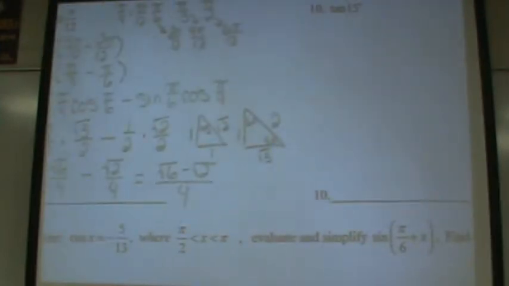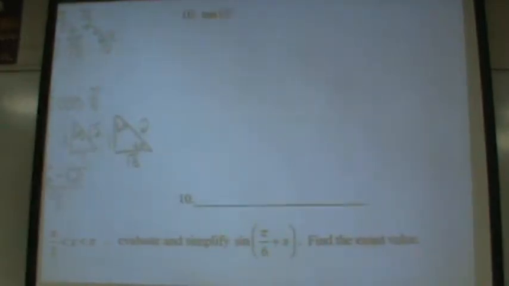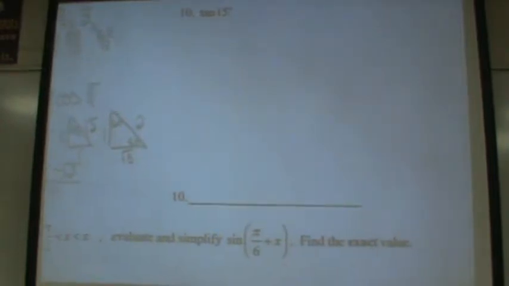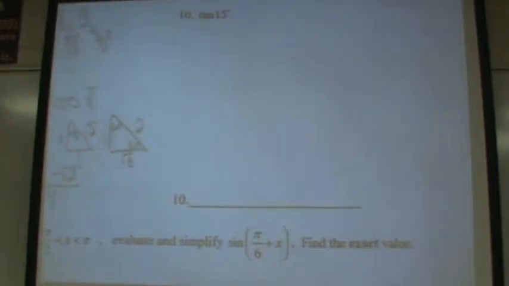Then we're going to look at number 10. So you should get root 6 minus root 2 over 4 for number 9. So then number 10, we're given tangent of a 15-degree angle. So for this one, we can use degrees. We don't have to switch to radians. If you want to switch to radians, feel free, but you can stay with the degrees.